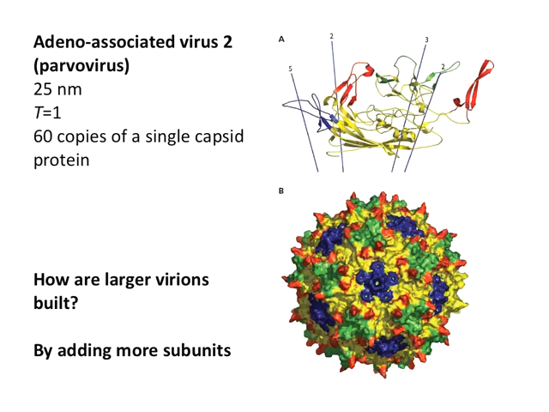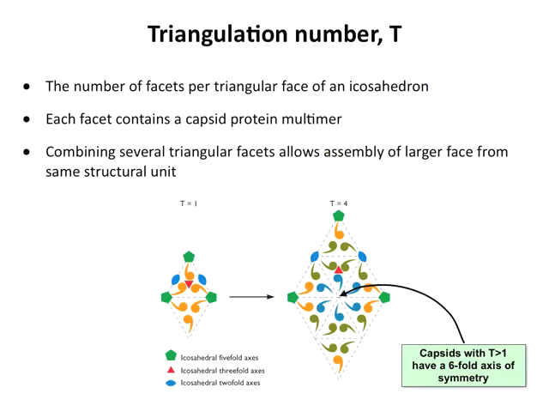So how do you make a bigger virus? So you have 60 copies of a single protein here. How do you make bigger viruses? You just add more subunits. Very simple. And this relates to the triangulation number T. T is simply the number of facets per triangular face of an icosahedron. So here's a triangular face.